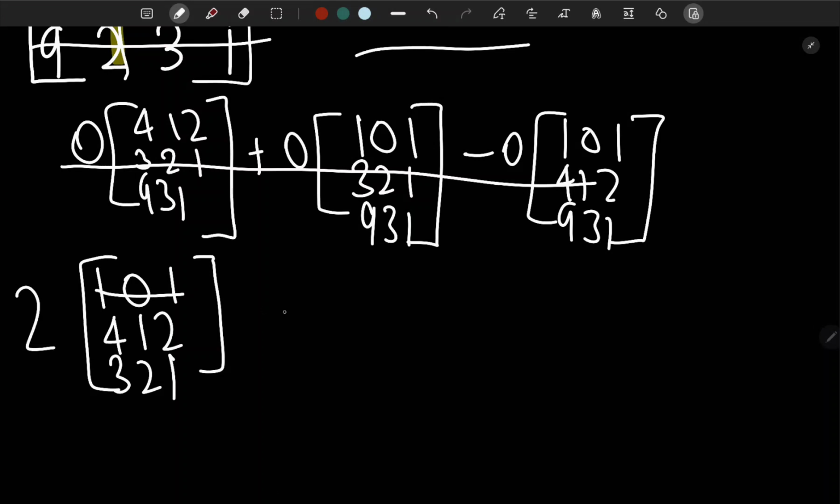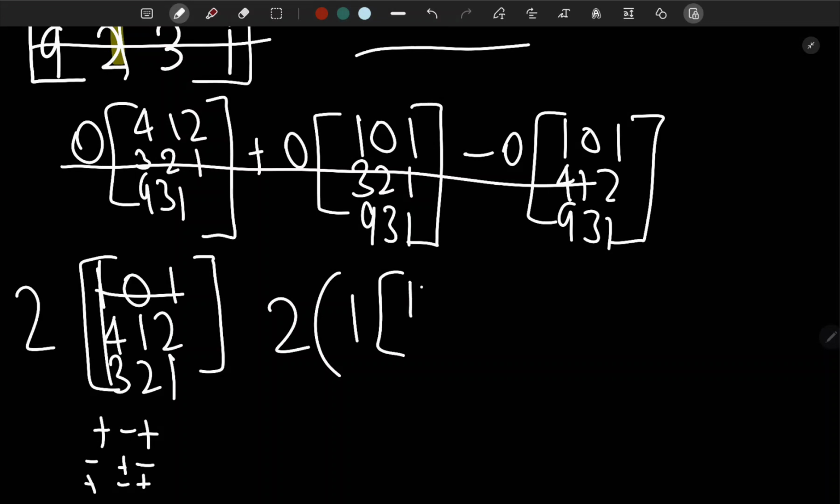So it's going to be 2 into, now the first element is 1, and the sign matrix for this will be plus minus plus, minus plus minus, and then plus minus plus. Now 1 into, now we need to cancel the first row and the first column, so we'll be left with 1 2, 2 1, close brackets. Now you see why, okay, never mind, this is a bad example, but you see why, if the next number was not 0 but 1, the sign would make a huge difference.